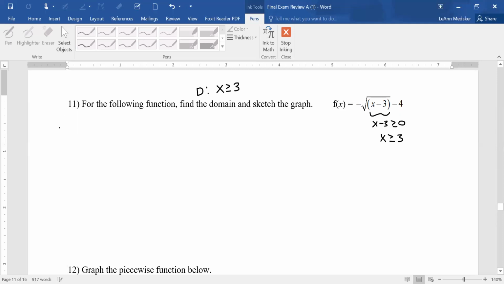And then sketching the graph, this is just a transformation of a function. This is the parent graph. If our parent graph, let's call it g of x, is square root of x.